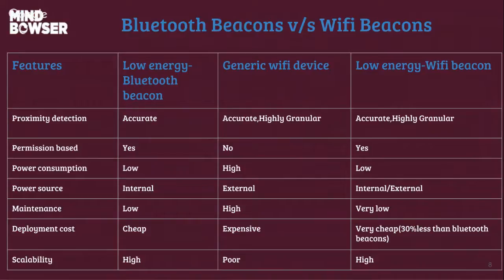Power consumption is really low for beacons. Power source can be internal or external for Wi-Fi beacons. Maintenance required is pretty low, deployment cost is cheap, and scalability is pretty high. So that's how beacons are stacked against Wi-Fi devices for proximity marketing.